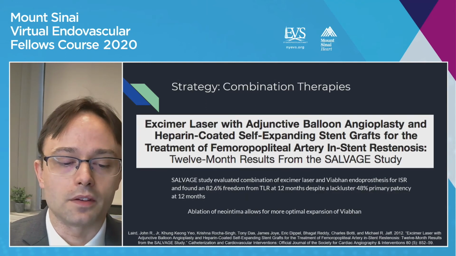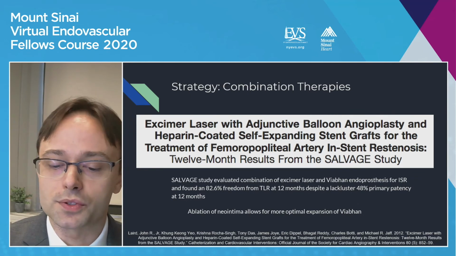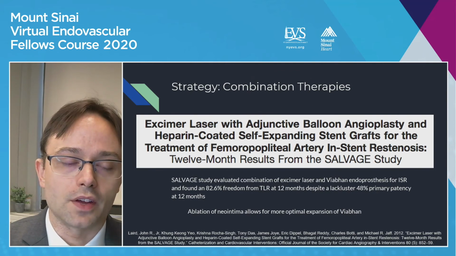So given everything that we've seen about the various options for addressing in-stent restenosis, it makes sense to consider possible synergistic effects of these interventions.